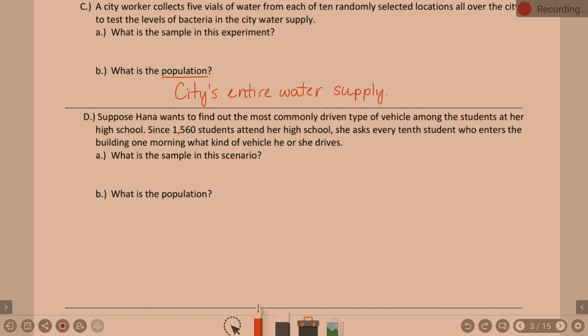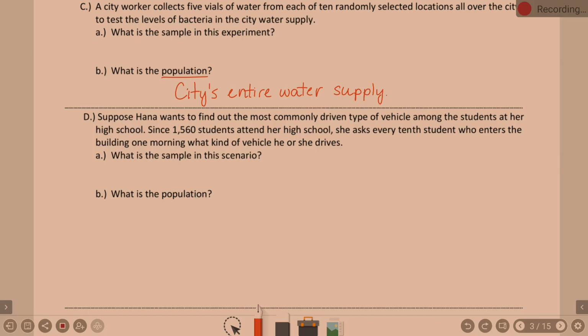What about sample then? Okay. The 5 vials from 10 randomly selected locations, 5 each. So 5 vials at each of the 10 randomly selected locations, which means a total of 50 vials. Thomas, you're so smart. Okay. So the idea is that the 5 vials at each of the 10 locations go together to make the sample, because it's 10 randomly selected locations.